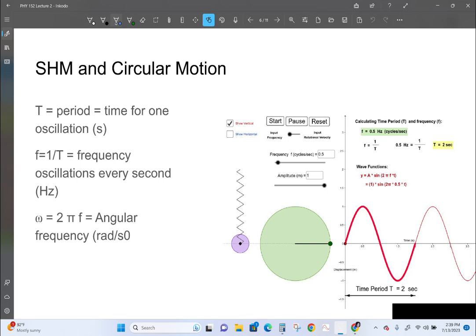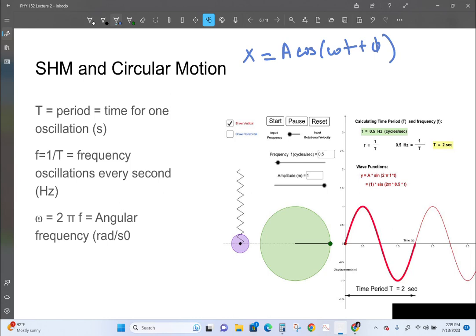Now, let's talk about how we describe that. We already said that the graph would be some kind of sinusoidal graph, and it turns out that it is. The generic formula for the position of something that's oscillating on a spring is the amplitude times cosine of something called omega t plus phi. So let's talk about this.